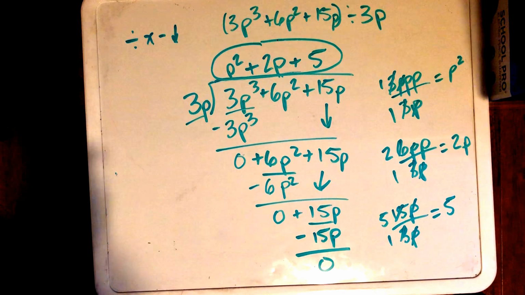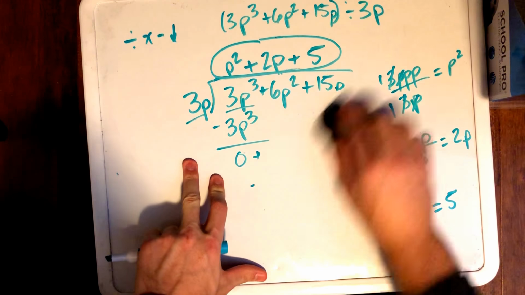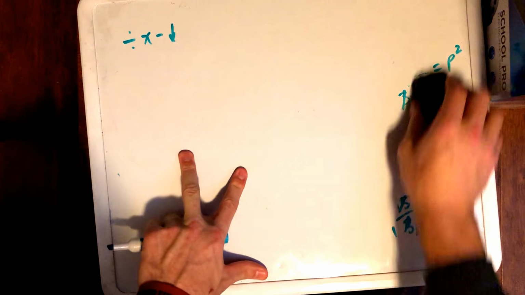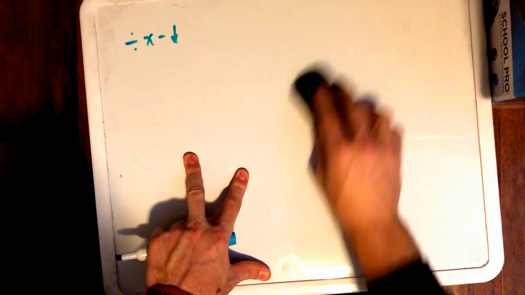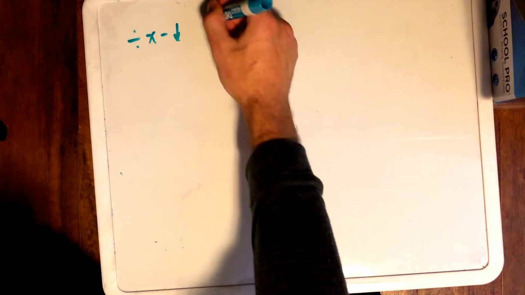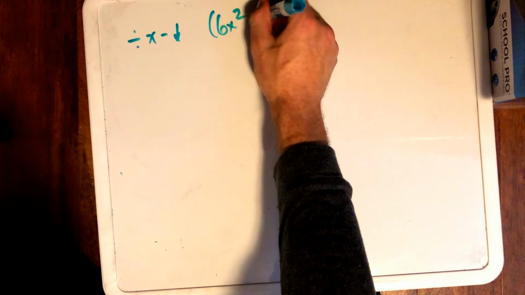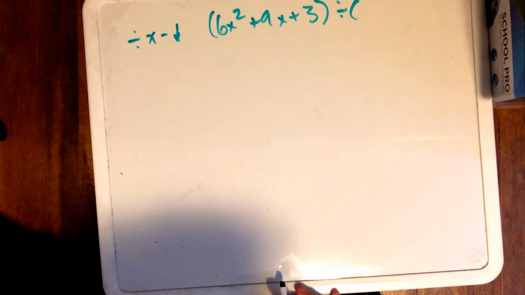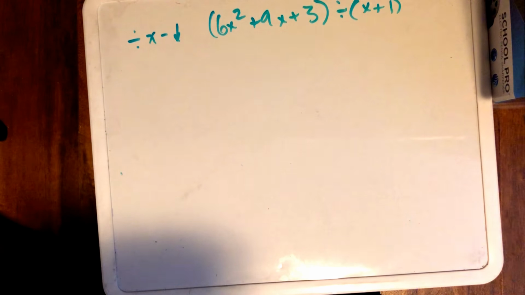Very good. So now we're going to move on to a little more difficult one. And the reason that this one's going to be more difficult is because our divisor, what we are dividing by, is going to have 2 terms in it. It's going to have 2 bits instead of just like a 3p or a 3. We're going to have a couple things. So the problem we're going to do now is 6x squared plus 9x plus 3, and all of that divided by, let's see, make sure I copy this down right since I messed up the last one, x plus 1. Yep, that's what I got.